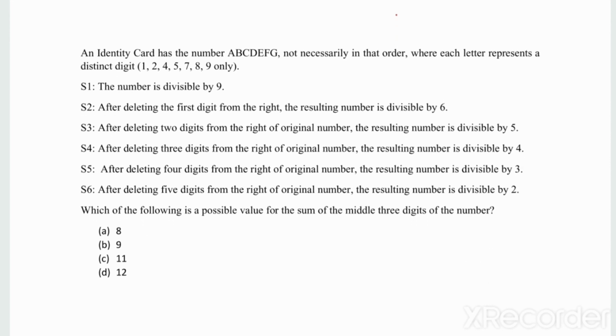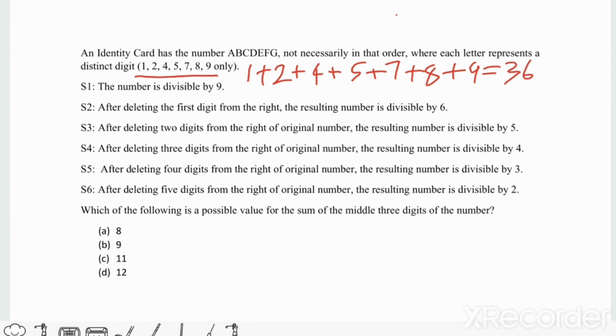The number is divisible by 9. What is the divisibility test for 9? Sum of the digits is divisible by 9. Then the number is divisible by 9. The identification number is made up of these 7 digits. Then sum of these 7 digits equal to 1 plus 2 plus 4 plus 5 plus 7 plus 8 plus 9. This is equal to 36. 36 is divisible by 9. Therefore, the number is divisible by 9. It is given here.